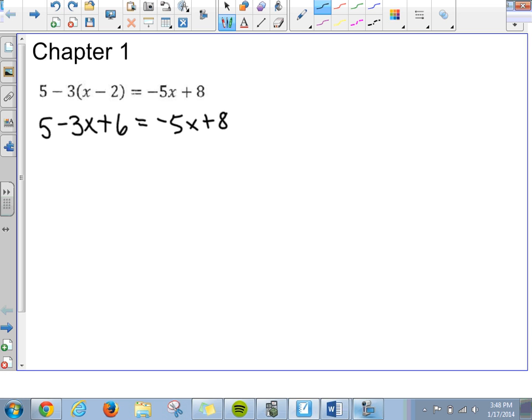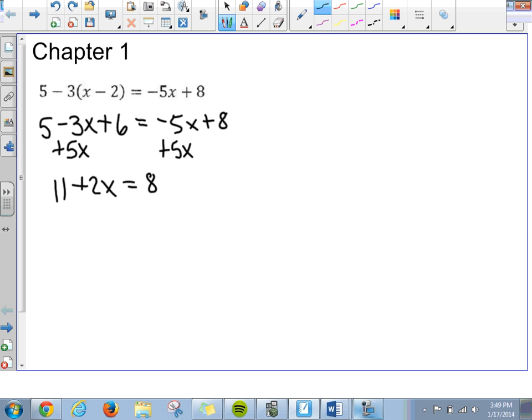So now we're interested in getting all of our x's onto one side. If you look to our right side, you see that we have that negative 5x. So I'm going to get rid of him by adding 5x to both sides. And I'm also going to combine like terms on my left-hand side. We've got a positive 5 and a positive 6, which gives me a positive 11. And now we have 2x is equal to 8.